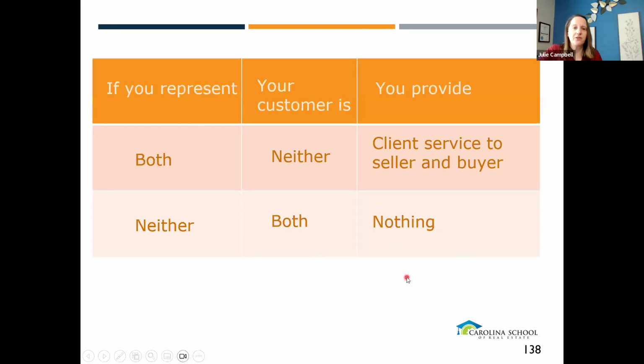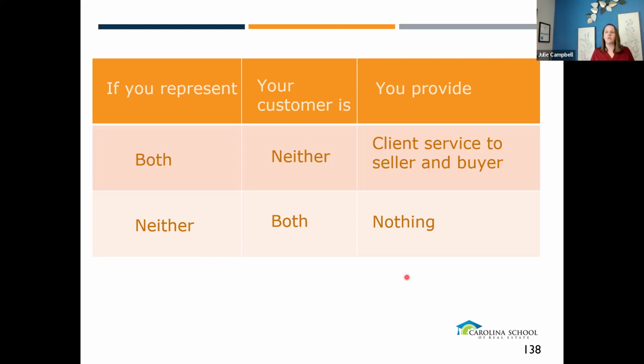You could have an opportunity to represent both. So both are your clients. You don't have a customer. Everybody is in first class. Does that sound tricky? It is. That's something called dual agency, and we will get to that next week, I promise.